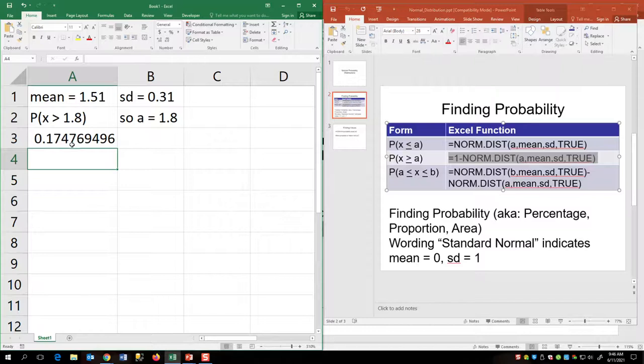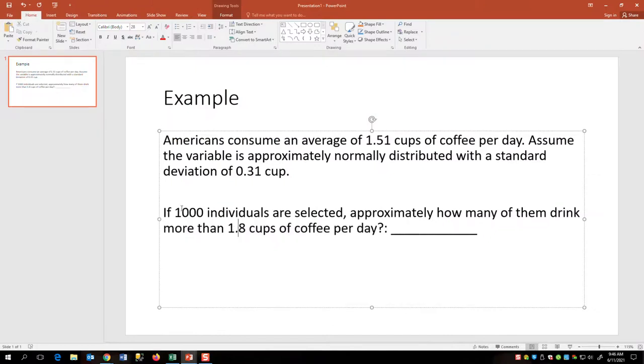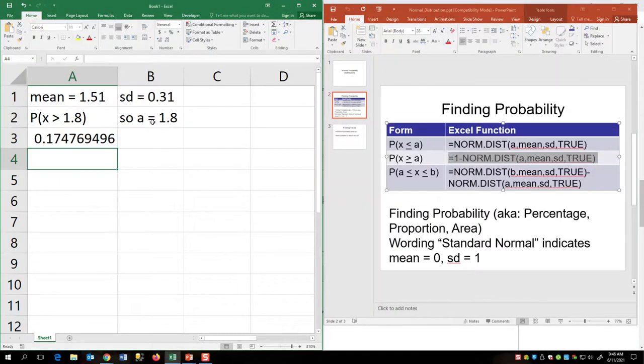Now we want to leave it in decimal form, and we want to multiply that times our 1,000, because we're wondering of those 1,000 individuals, how many. That's weird, it doesn't tell you to round. But I'm going to take this times 1,000. Now times 1,000 means you move your decimal place 3 places. But you can do an equals, and then that number is in cell A3. When I say A3, it's the intersection of column A, row 3. So I do A3 times 1,000.